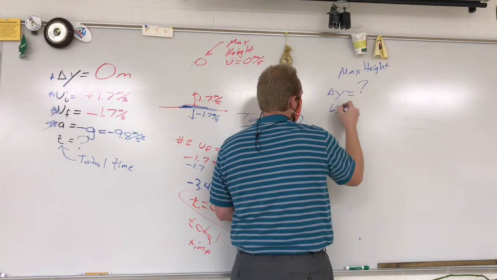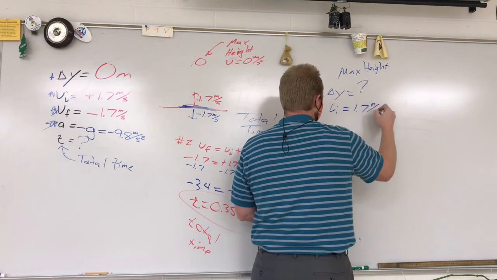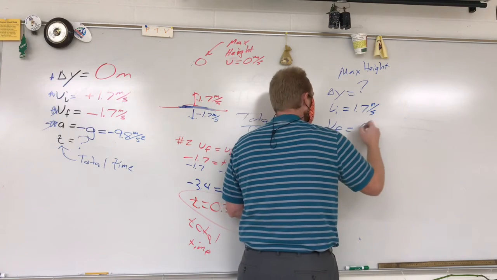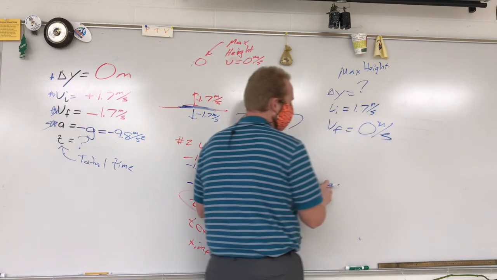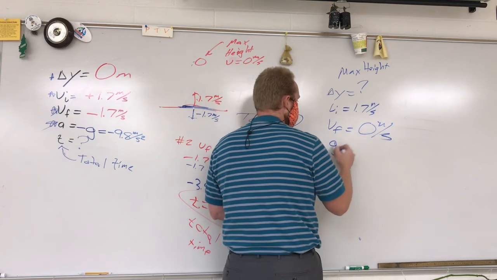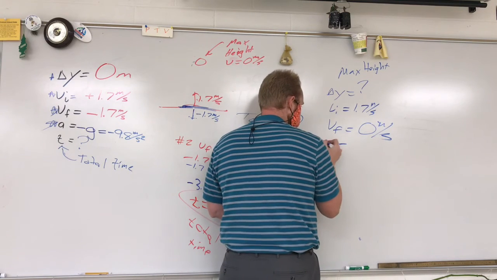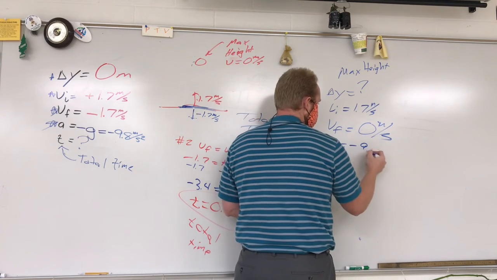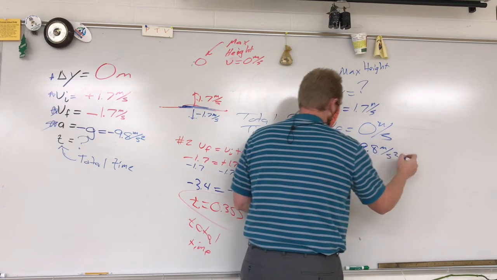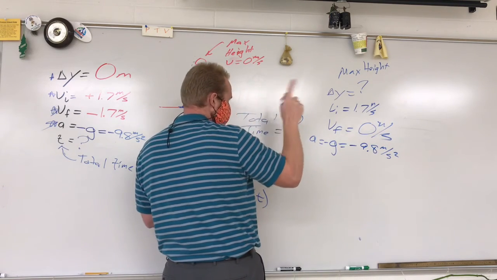And we can say, hey, my initial velocity is still 1.7 meters per second. But at max height, we know this is true. We know the final velocity is 0. We know the acceleration is still going to be negative g, which is equal to negative 9.8 meters per second squared. I'm not going to do this algebra, but I want to show you something quick.